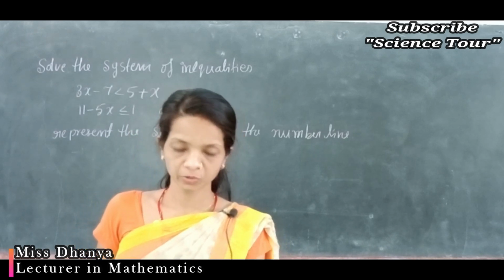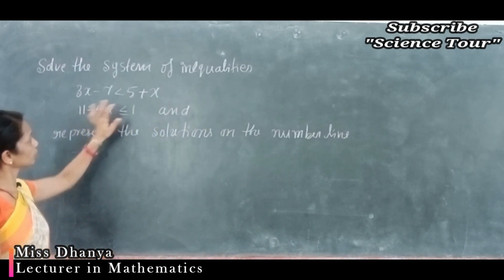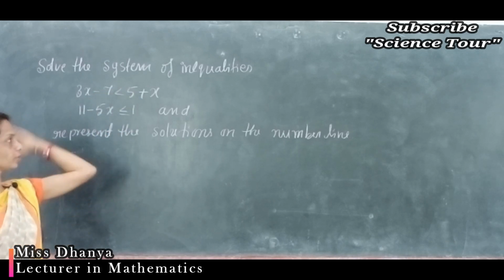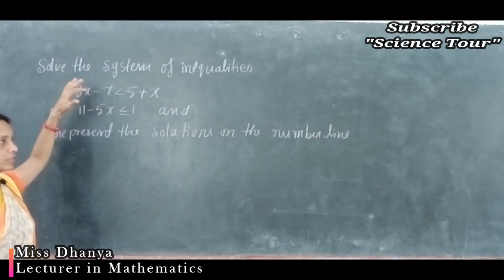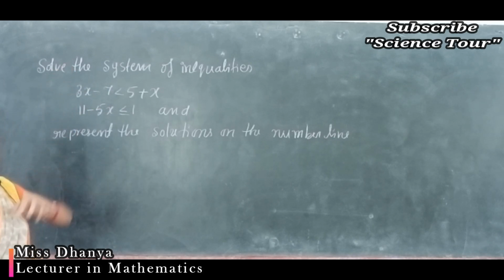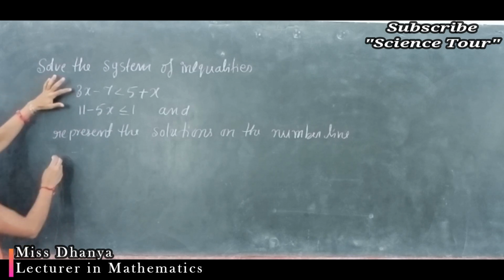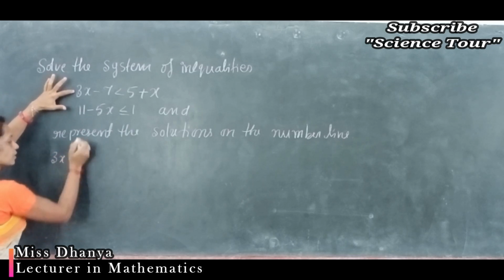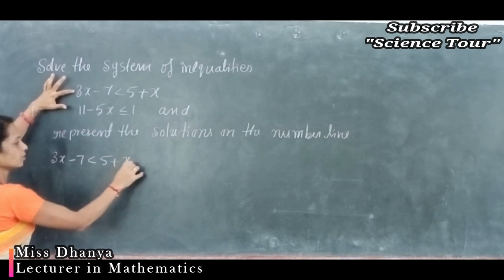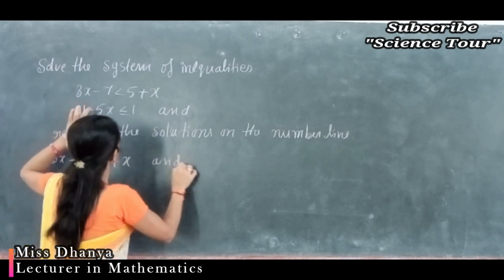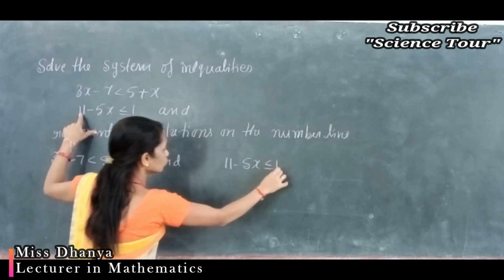Next, you have to solve a system of linear inequalities in one variable. You can see only one variable, and you have more than one inequality here. So how do we solve this system of inequalities? Take these two inequalities separately. The first one is 3x minus 7 less than 5 plus x, and the second inequality is 11 minus 5x less than or equal to 1.